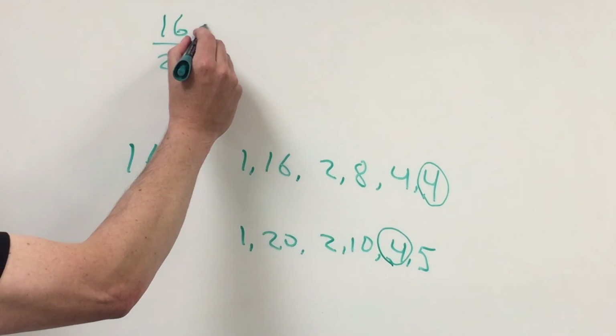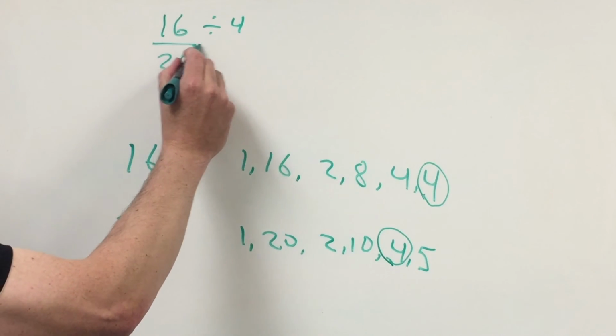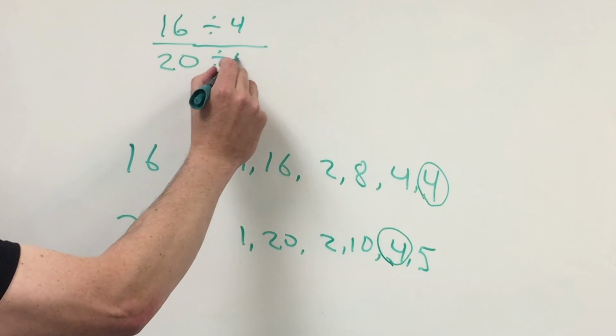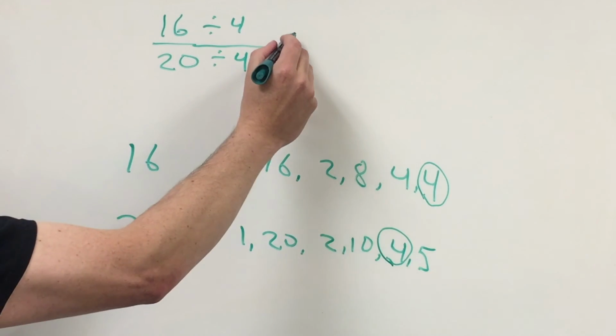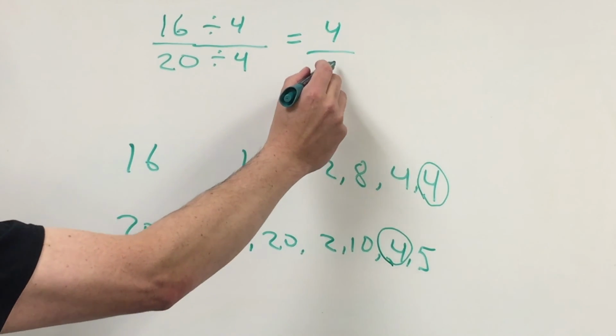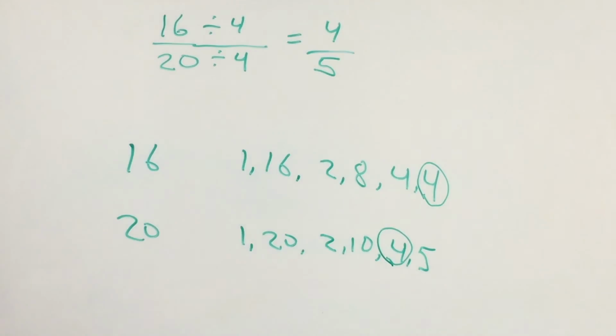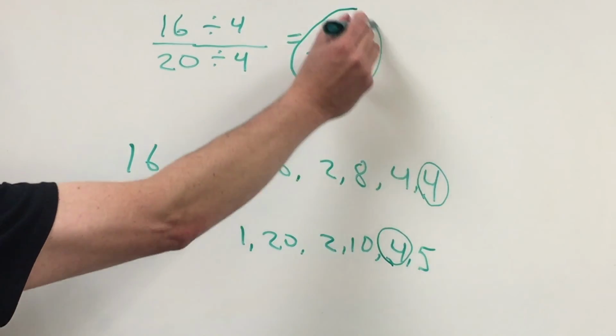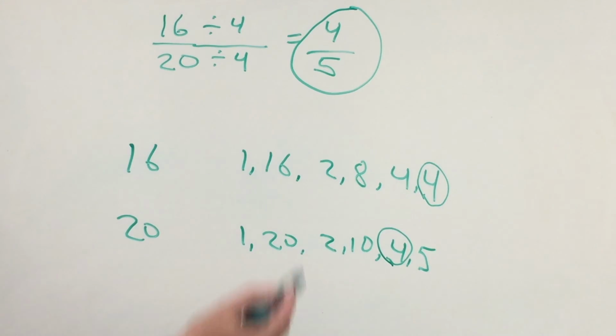So we'll divide 16 by 4 and 20 by 4. 16 divided by 4 is 4, and 20 divided by 4 is 5. 4/5 can't be reduced any further because the only factor that 4 and 5 have in common is 1.